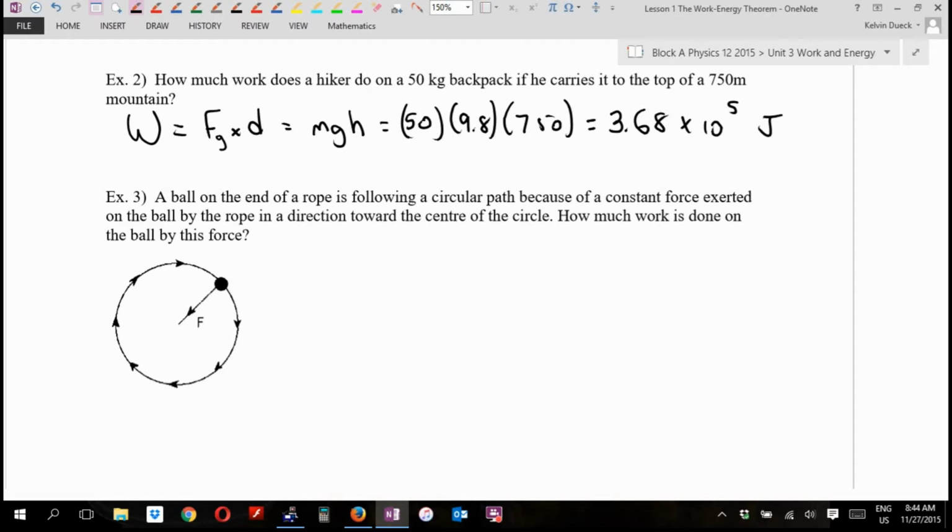Okay, this is why I have to get out of your brains this idea that work is, well, stuff moving and tired. It's not. It's very specific in physics. The force is in this direction. The distance is in that direction. No work.